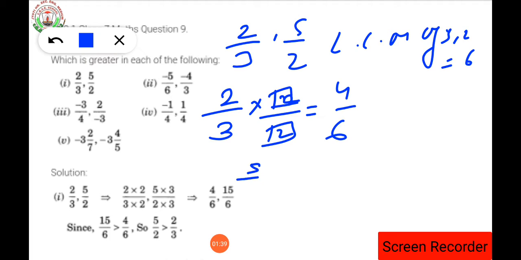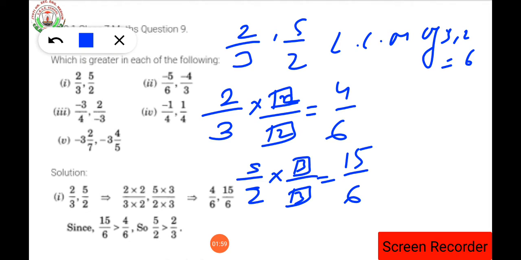The next number we are having is 5 by 2. By which number will this denominator 2 be multiplied to get the LCM 6? That is 3, because 2 3s is 6, and the same 3 will be multiplied in the numerator also. So 5 3s is how much? 5 3s is 15. Clear? Now we can see that 4 by 6 and 15 by 6 are like terms, because their denominators are the same now.